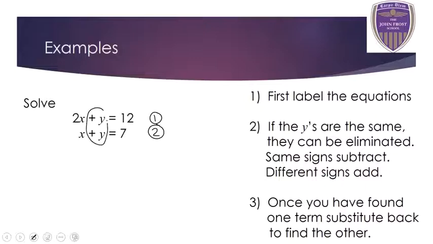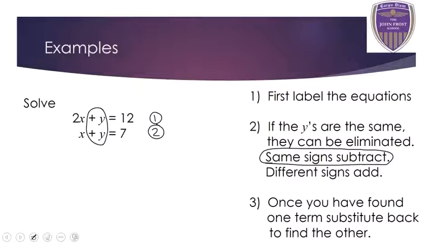The first thing to note is that both of these equations have plus y. If I highlight that, they're both plus 1y. If they're the same, they can be eliminated. If you look at the signs in front of the y's, they're both positive, so they have the same signs. If they have the same signs, then we subtract the two equations.